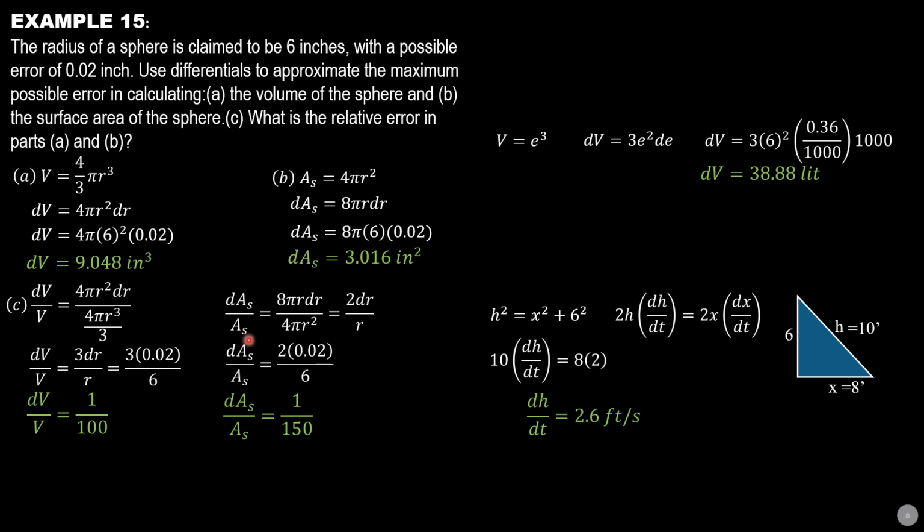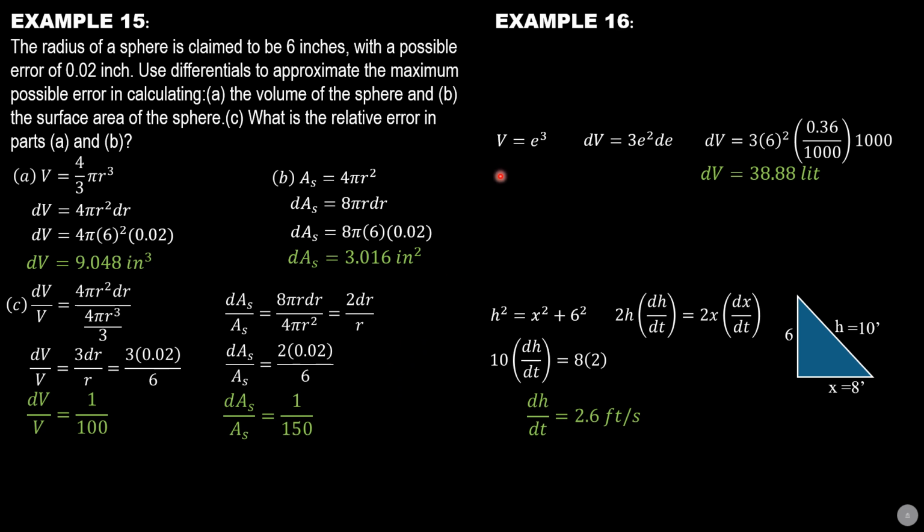Differential area dS over area S is the relative error in the surface area. The differential area dS is 8 pi r dr, and the surface area is 4 pi r squared. Simplifying, that's 2 dr over r. Substitute: 2 times 0.02 over 6 is 1 over 50.